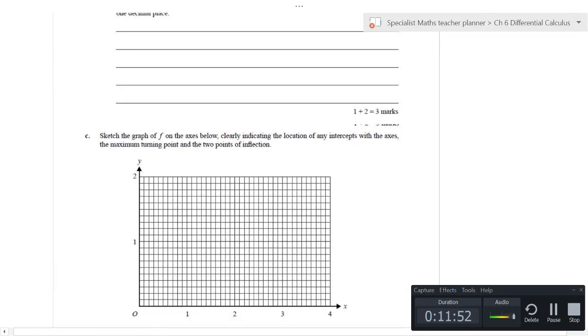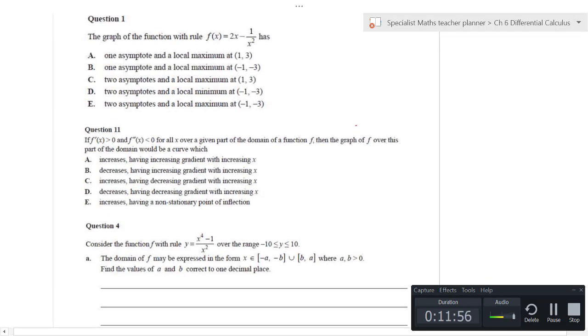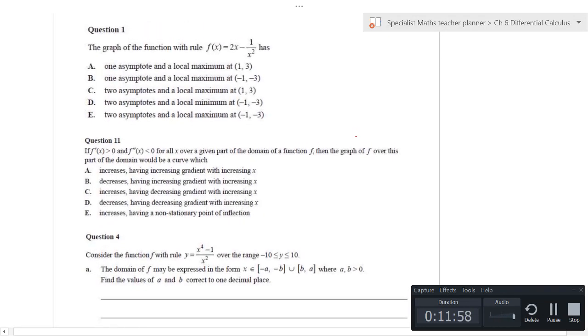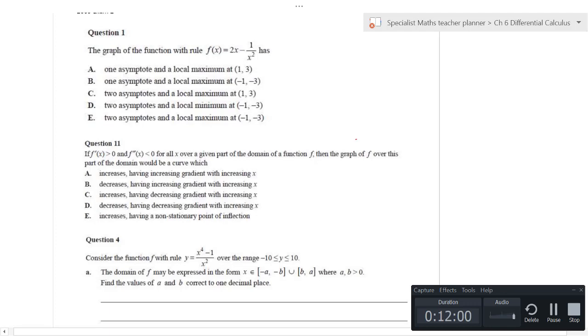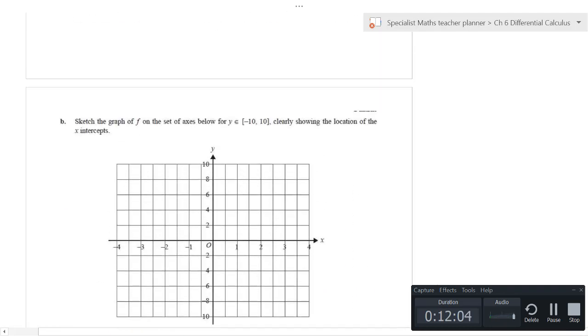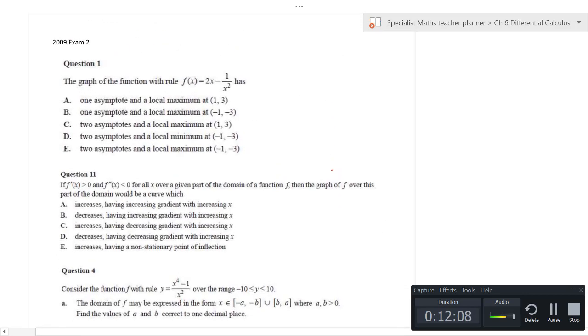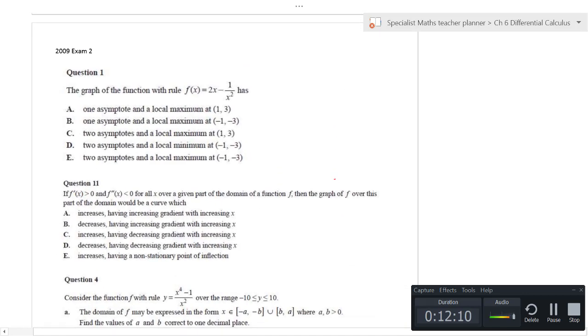Okay. Now, I'm going to get you to skip a few pages. Let's do some of these. Okay. Let's do these. Oh, it's so frustrating. We've still got that one to do as well. Okay. Let's do this one here.